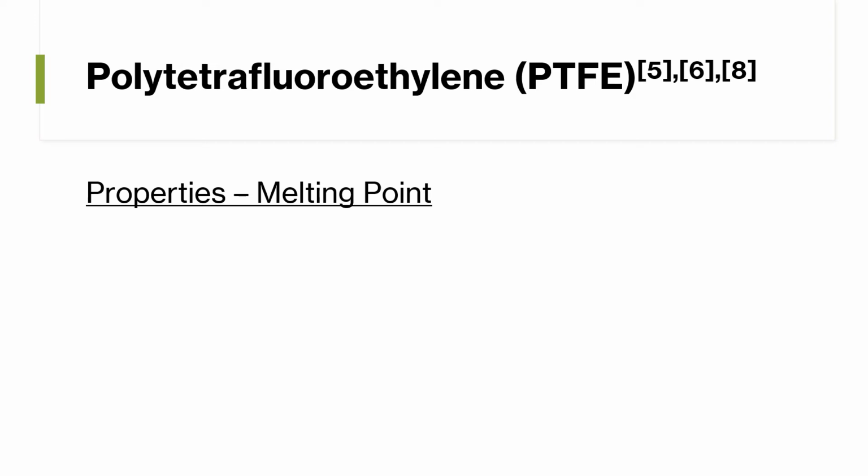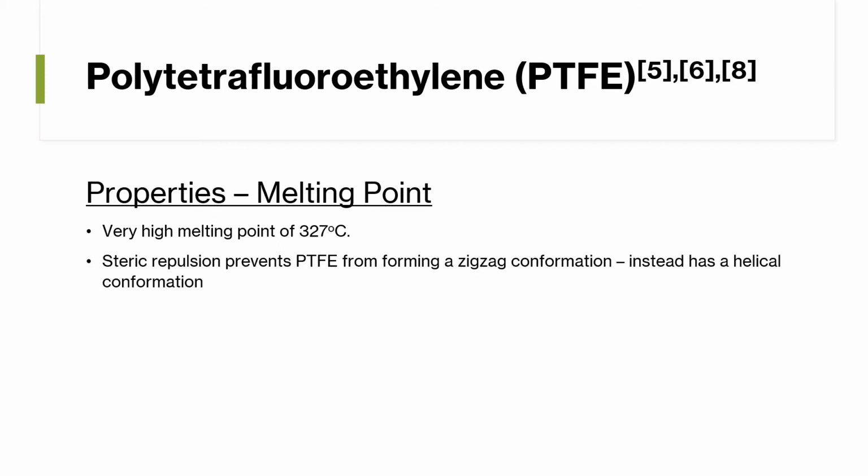Next, the melting point of PTFE is very high. It melts at 327 degrees Celsius. This probably seems quite unusual since previously I talked about how the polymer chains only have weak London interactions. However, since the fluorine atom's substituents are very large, steric repulsion prevents PTFE from forming a planar zigzag conformation, like polyethylene. Instead, it has a helical conformation, a bit like DNA.